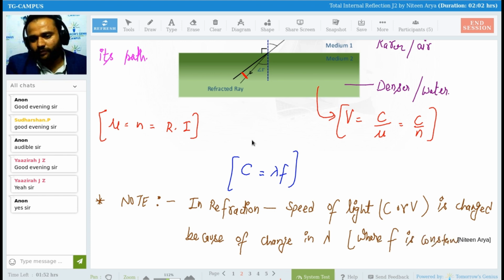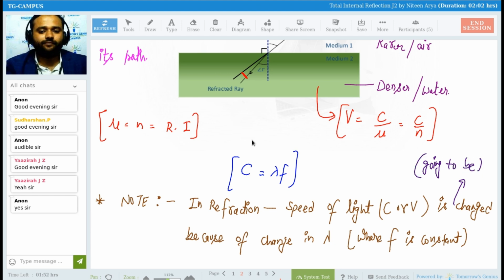Okay, is this clear? And why is it going to be constant? Because frequency is going to be 1 upon time period. So we say that the speed of light c is going to change because of the change in lambda. Clear?